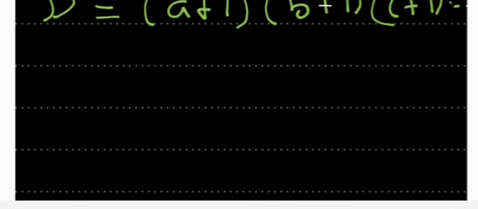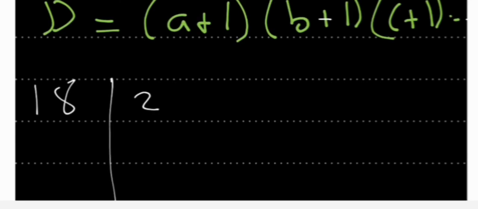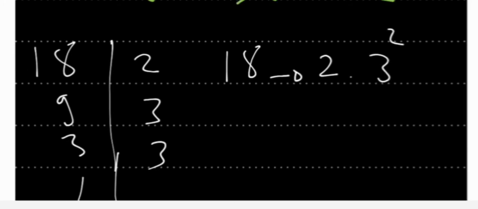So let's test it for 18, okay? 18. The first thing we do is this factorization to find the prime numbers. So 18 divided by 2 is 9, divided by 3 is 3, divided by 3 is 1, okay? So 18 can be written as what? As 2 multiplied by 3 to the second, okay?